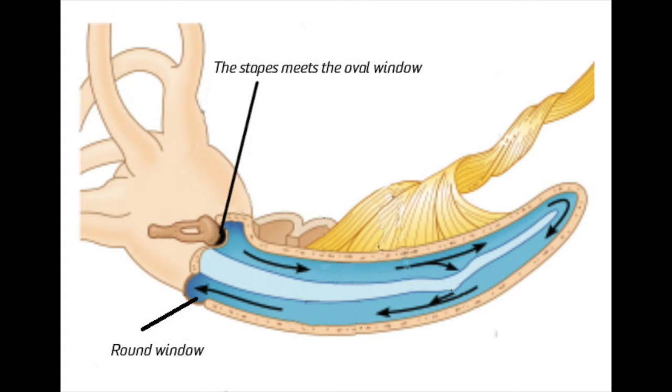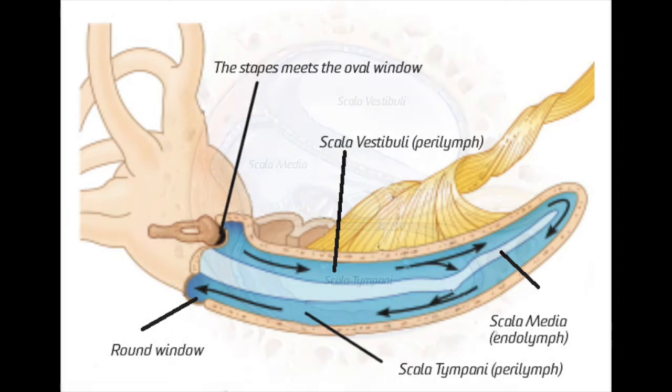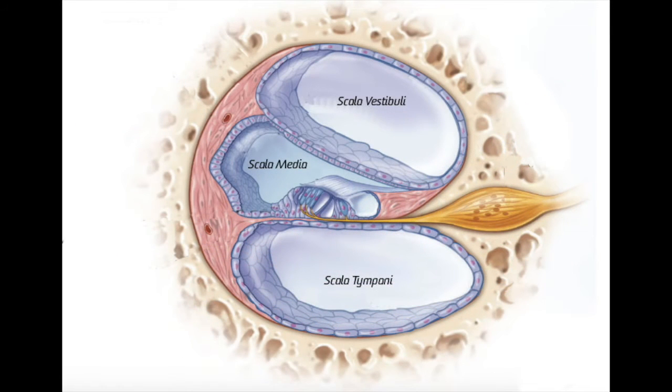There are three main chambers. The scala vestibuli and scala tympani are filled with perilymph, and the scala media, or cochlear duct, is filled with endolymph. Note that scala means space. When we take a look at the cross-section of the cochlea, this is what we get.